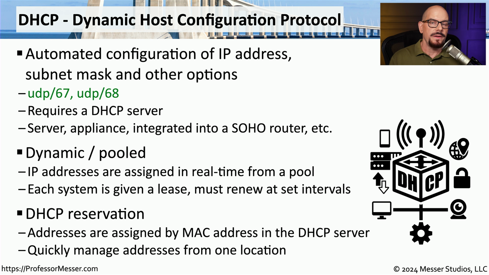We can also configure certain devices to always receive the same IP address every time they connect to the network, and we associate that IP address with the MAC address of that device. We configure that in the DHCP server. That's often referred to as a DHCP reservation. All of this communication that occurs across the network for DHCP will almost always use UDP port 67 and UDP port 68.